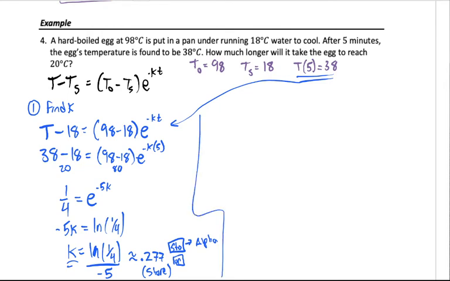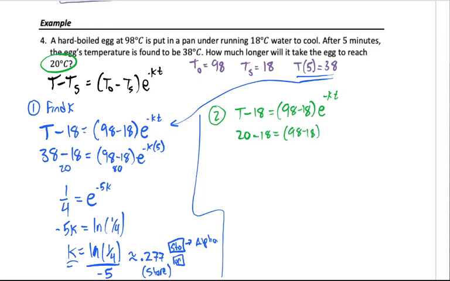So now that we have k, what we're actually going to do is figure out what this question is actually asking, right? It's saying how much longer will the egg take to reach 20 degrees? So when I take this starting equation, T minus 18 equals the 98 minus 18 e to the negative k, which we now know is actually this 0.277 t, let's plug in 20 because that's what we're trying to figure out now. So I'm going to do 20 minus 18 equals the 98 minus 18 e to the negative kt. So 20 minus 18 is 2. The 98 minus 18 was 80. So I have 2 over 80 equals e to the negative kt.